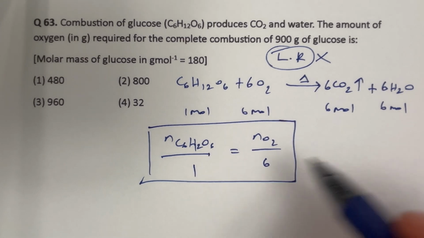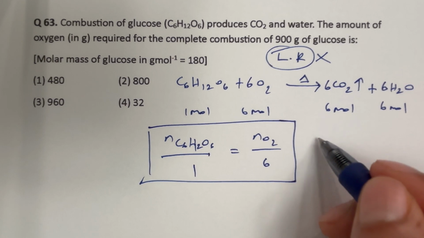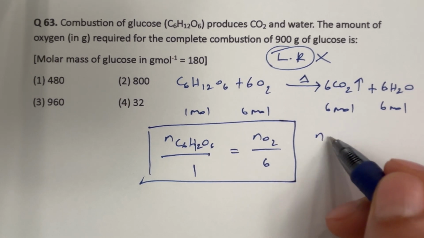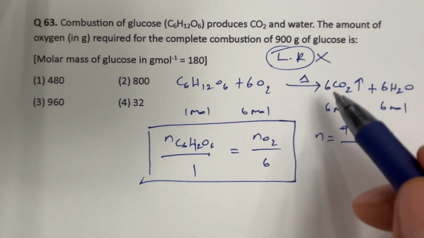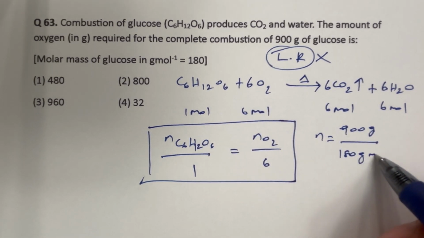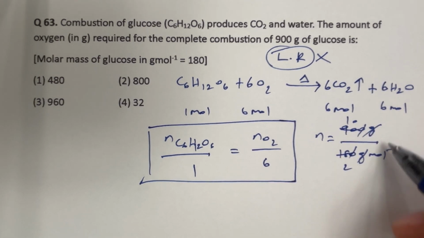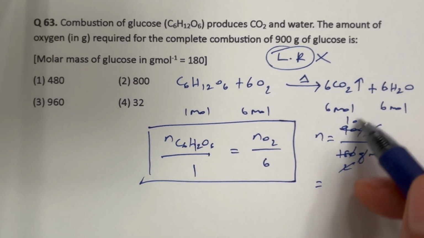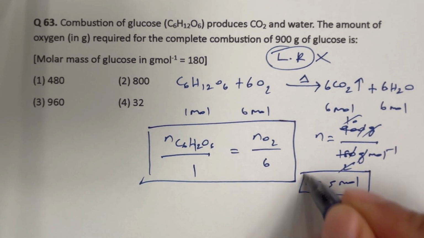And therefore, let us calculate the number of moles of glucose first, based on the weight given. So, number of moles of glucose is equal to mass divided by molar mass. Mass given here is 900 gram. Molar mass is 180 gram per mole, and therefore this will be 10 by 2, and that is equal to 5 moles. So, number of moles of glucose is 5 moles.